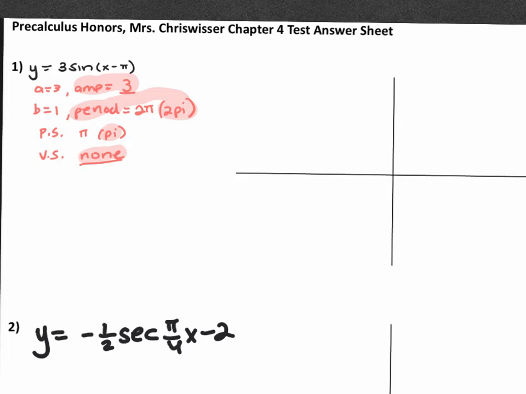Then on your scrap paper, you're going to find your key points. I know these because the period is 2 pi, right? 2 pi times a fourth, times a half, times 3/4. We've done this a couple of times. And I get pi over 2, pi, 3 pi over 2. My first one is 0, and my last one is 2 pi, which is the period. Because there's a phase shift this time, I'm going to take that phase shift, which is a positive pi, and add it to each of these because it's positive.